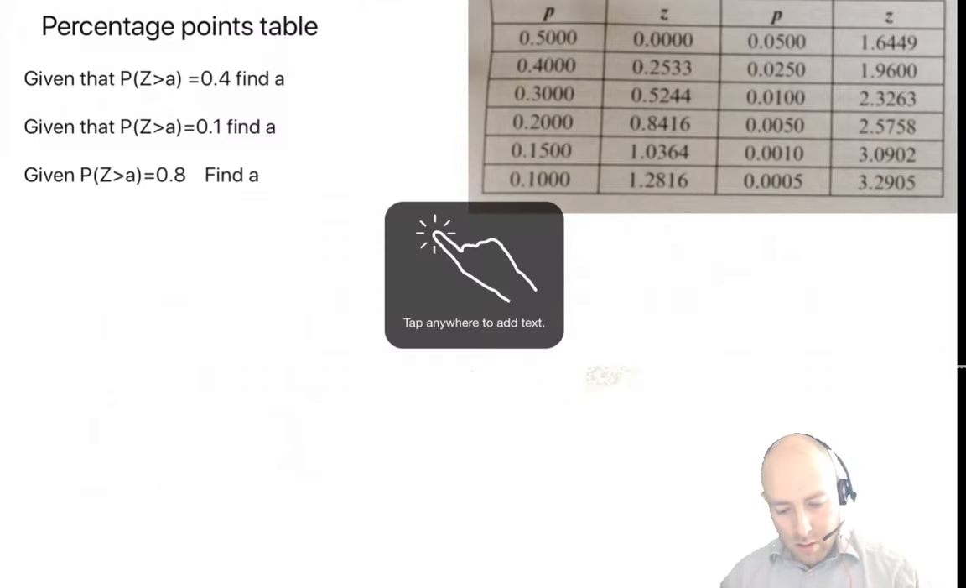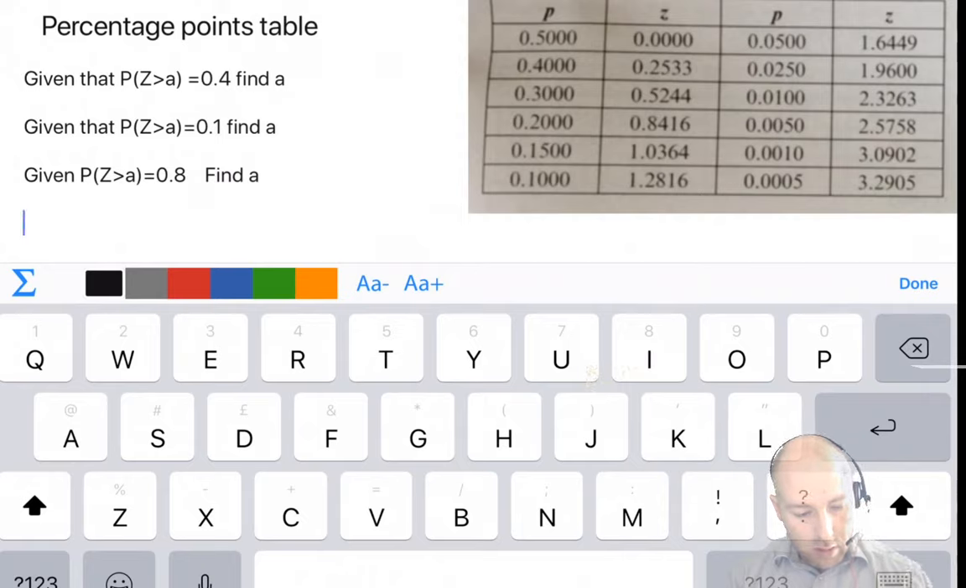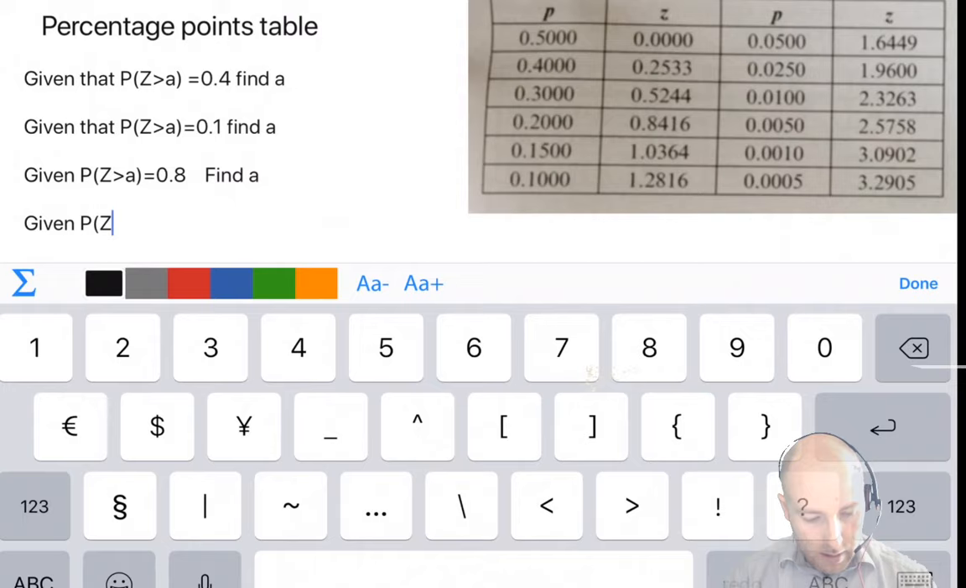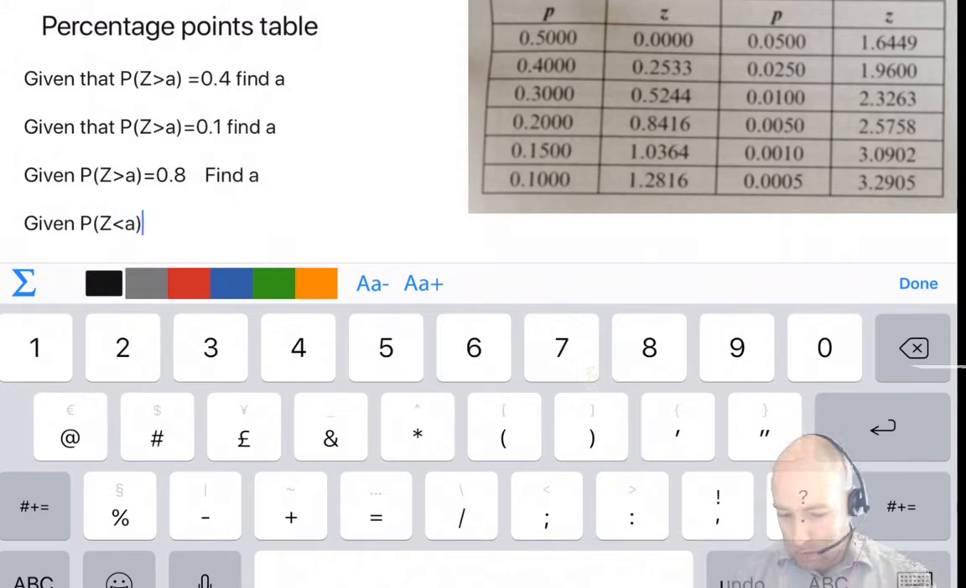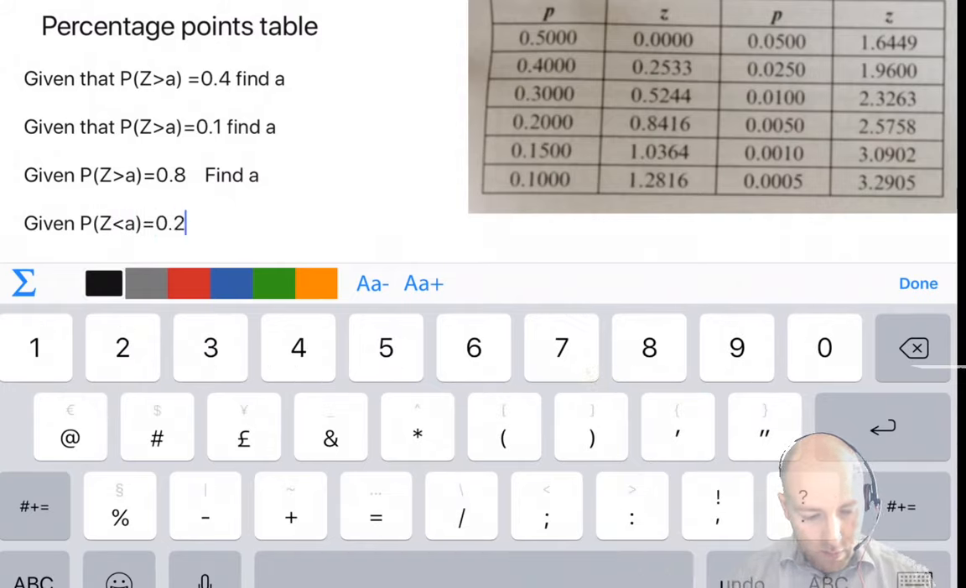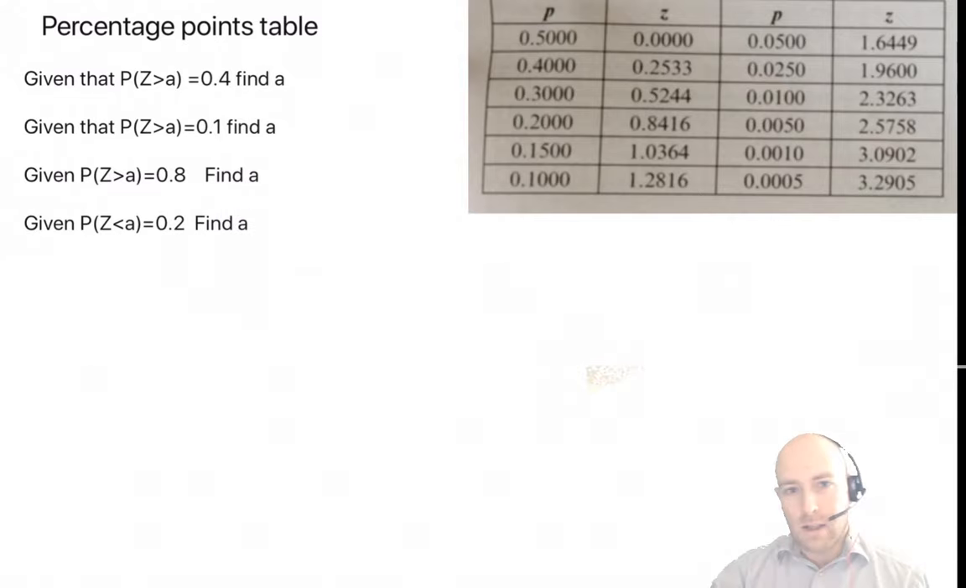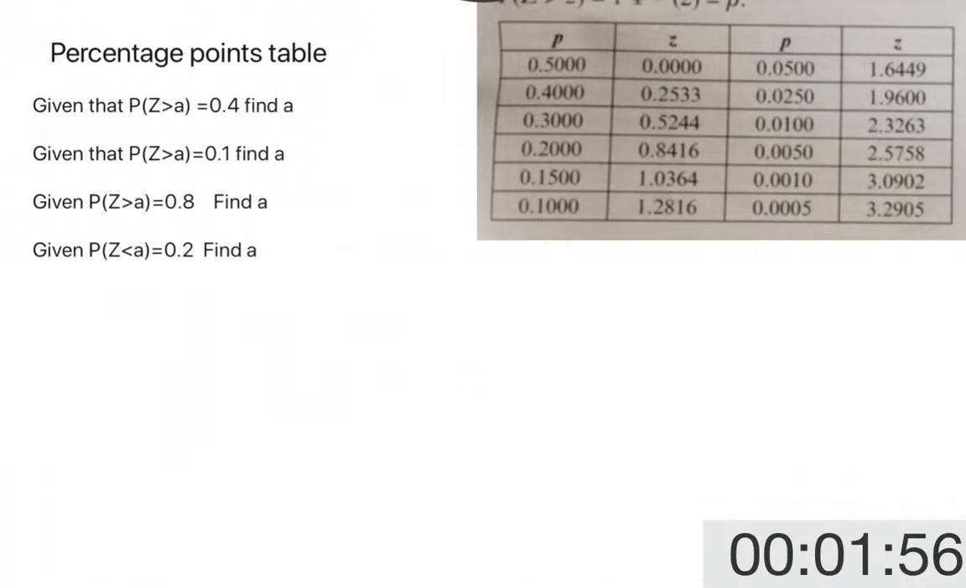So last one, given P(Z < A) equals 0.2, find A. So again, let's say 2 minutes on the clock and see if you guys can find it. Don't forget to sketch it.